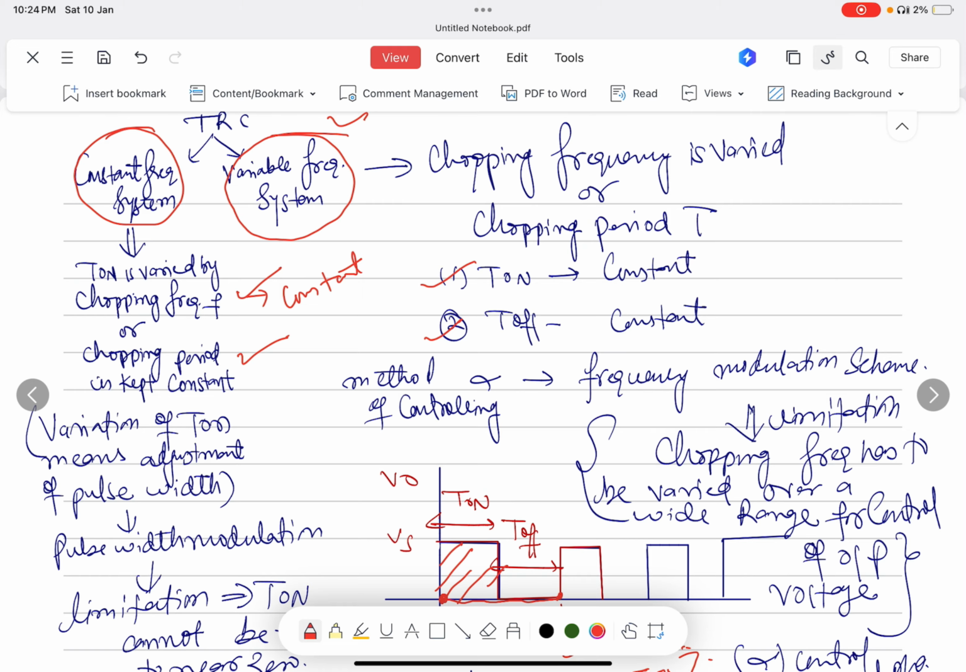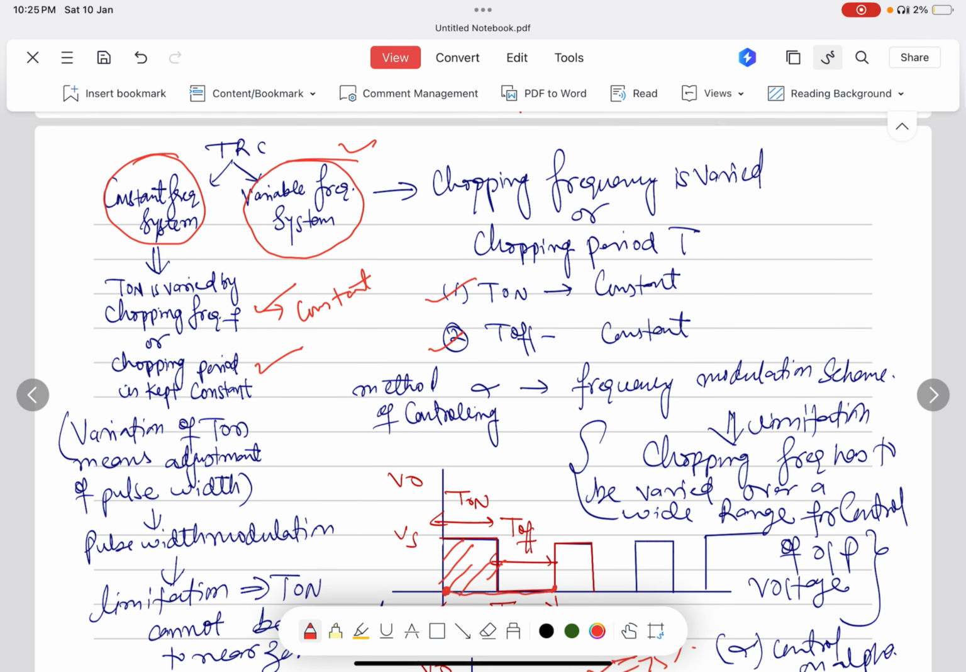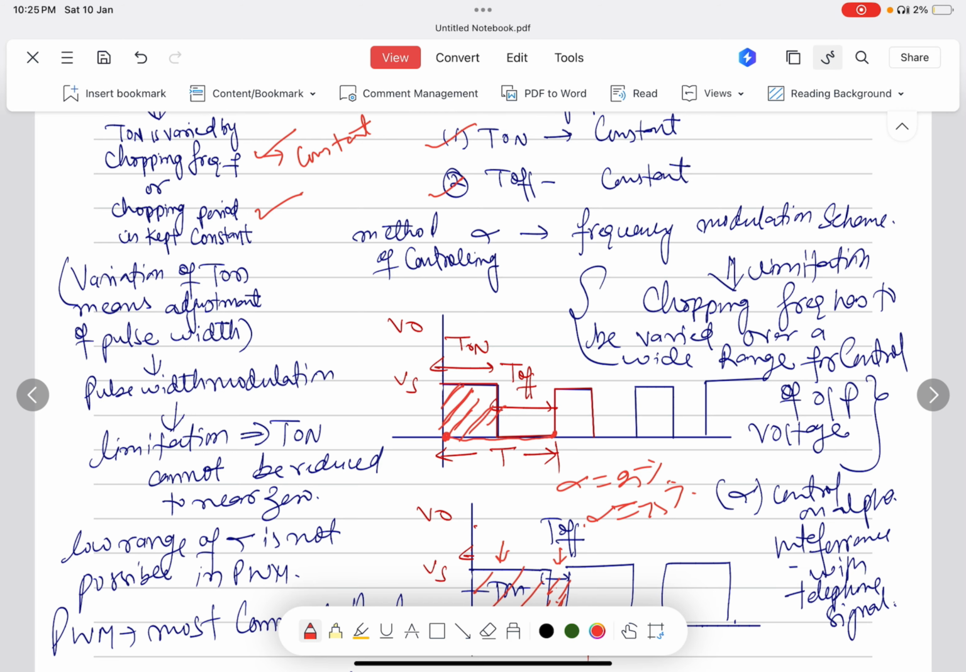What is there in the constant frequency system? In the constant frequency system, the on time T on is varied while the chopping frequency is kept constant. So the time period T, which is related to the chopping frequency, is kept constant, and T on is varied. Variation of T on means adjustment of pulse width. Such a scheme is known as pulse width modulation.